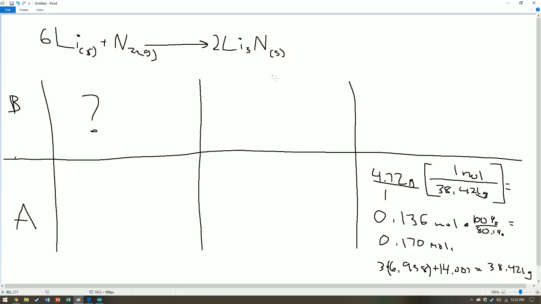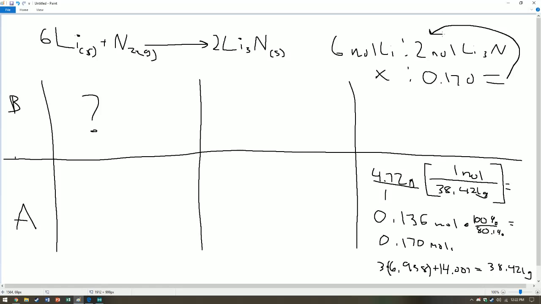And now we can do the mole ratio. We know that for every 6 moles of lithium, we have 2 moles of Li3N. Since they're the same mole ratio, X to 0.170 is equal to the above. I'm sure this is pretty easy to do. The alternative way, and the way I do it, is just 6 over 2 times: you always multiply by the ratio, and you put the number of what you have over what you want.